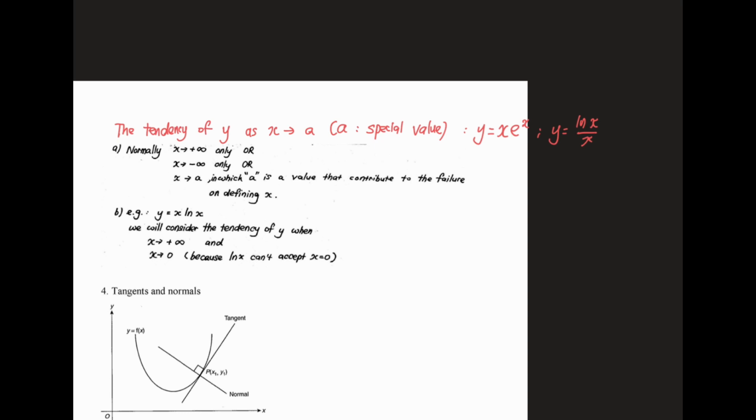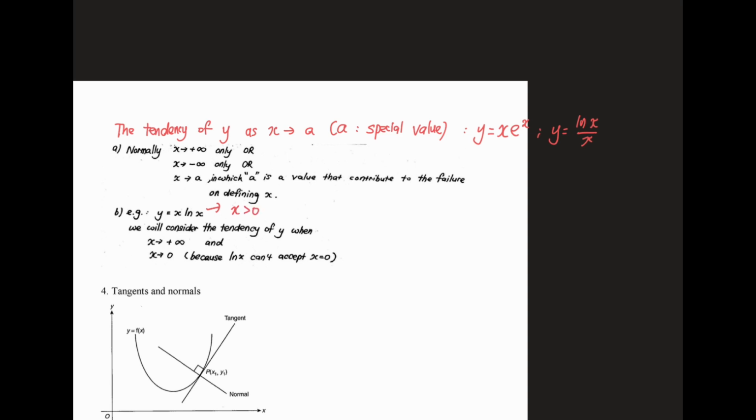To understand this, let us take an example, example B. If we have y equal to x ln x, we will consider the tendency of y when x approaches positive infinity. That means out of these two choices, positive infinity and negative infinity, we choose positive infinity. The reason is because ln x is defined when x is greater than 0.